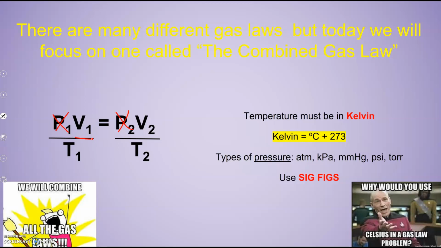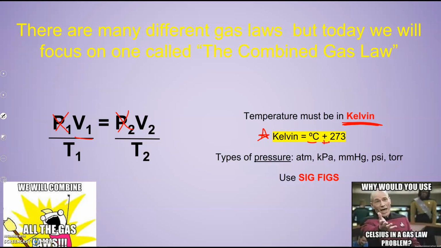Okay? A couple things to note, and we did mention this the other day. Temperature has to be in Kelvin. Okay? Kelvin does not go below 0. So we cannot use Celsius. We have to convert. And so to do so, all we would do is take our degrees Celsius, add 273, and that'll give me my temperature in Kelvin.